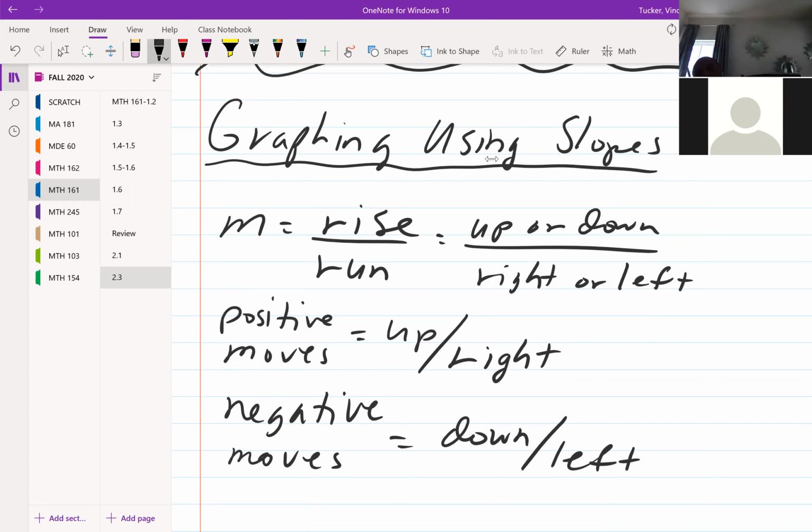All right, so graphing using your slopes. Mentioned before that that would be rise over run. Your rise is going to be up or down. Your run will be right or left. So what dictates what direction we go will be dependent upon whether we have a positive or negative number. Your positive moves are up and right. Your negative moves are down and left.